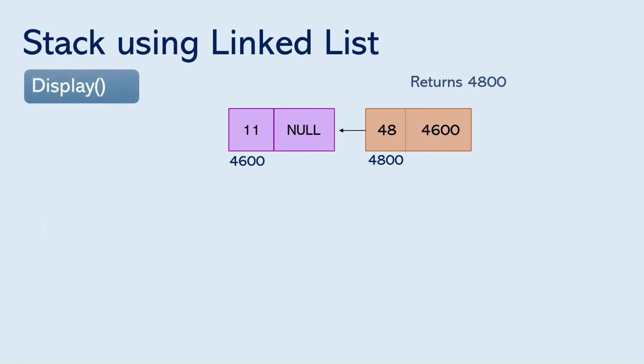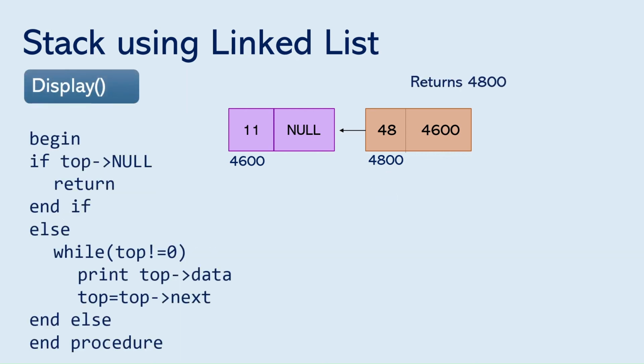Now let's see the last function, which is the display function, and the algorithm of display function says that if top is null, then return, end of if statement, else while loop of top is not equal to 0, print top data, top is equals to top next, and end of else, end procedure. So this says that here top is not equal to 0, so it will basically print the top data, which is 48, and then the top will be given the value of top of next.